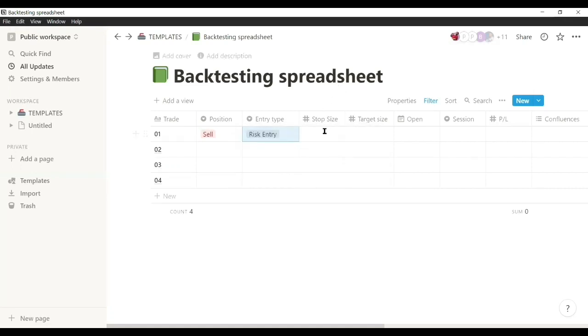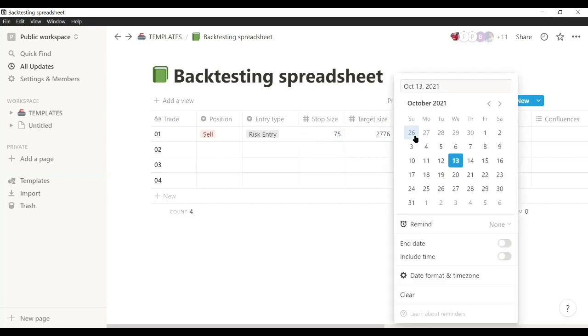What is your stop loss size? You'll obviously put that in over there. And then obviously what is your target size? You'll obviously add that on over there. Big, nice target, obviously nice risk reward ratio. And then which time are you opening this trade? So for me, obviously you go to the date that you've opened the trade.